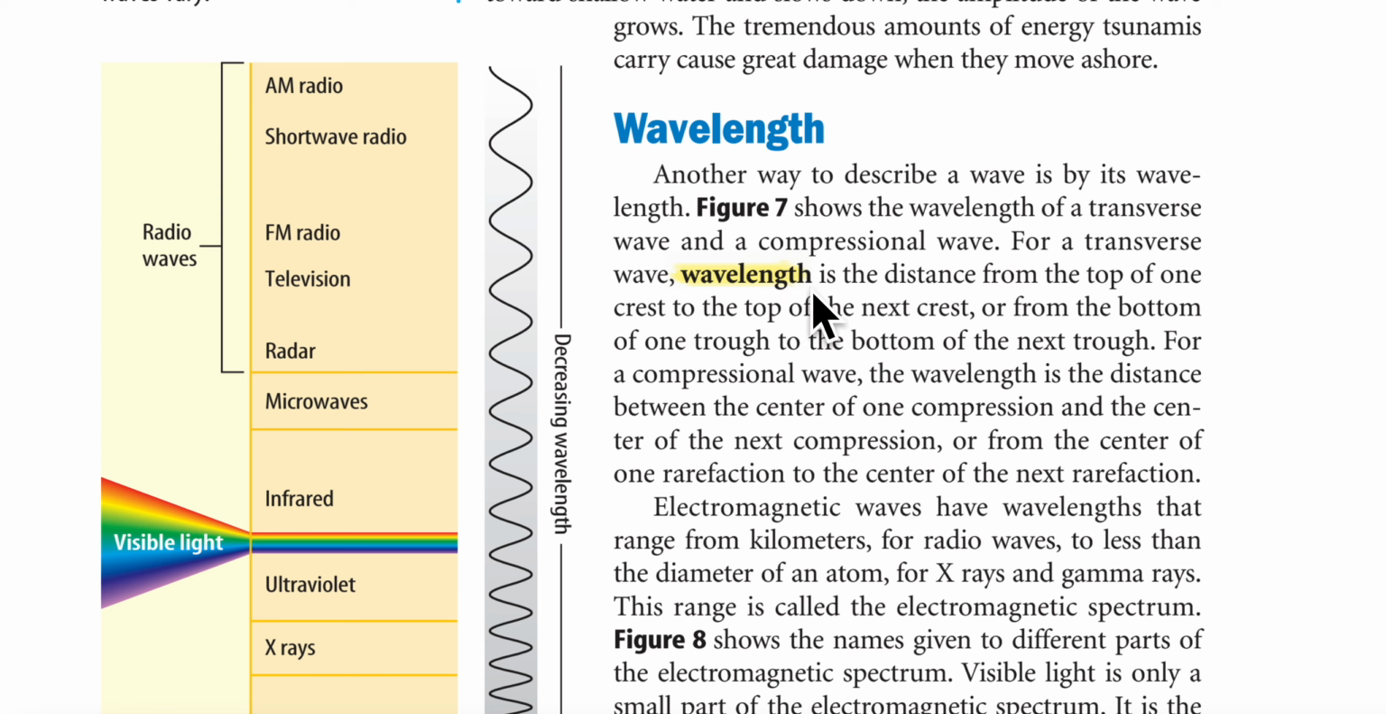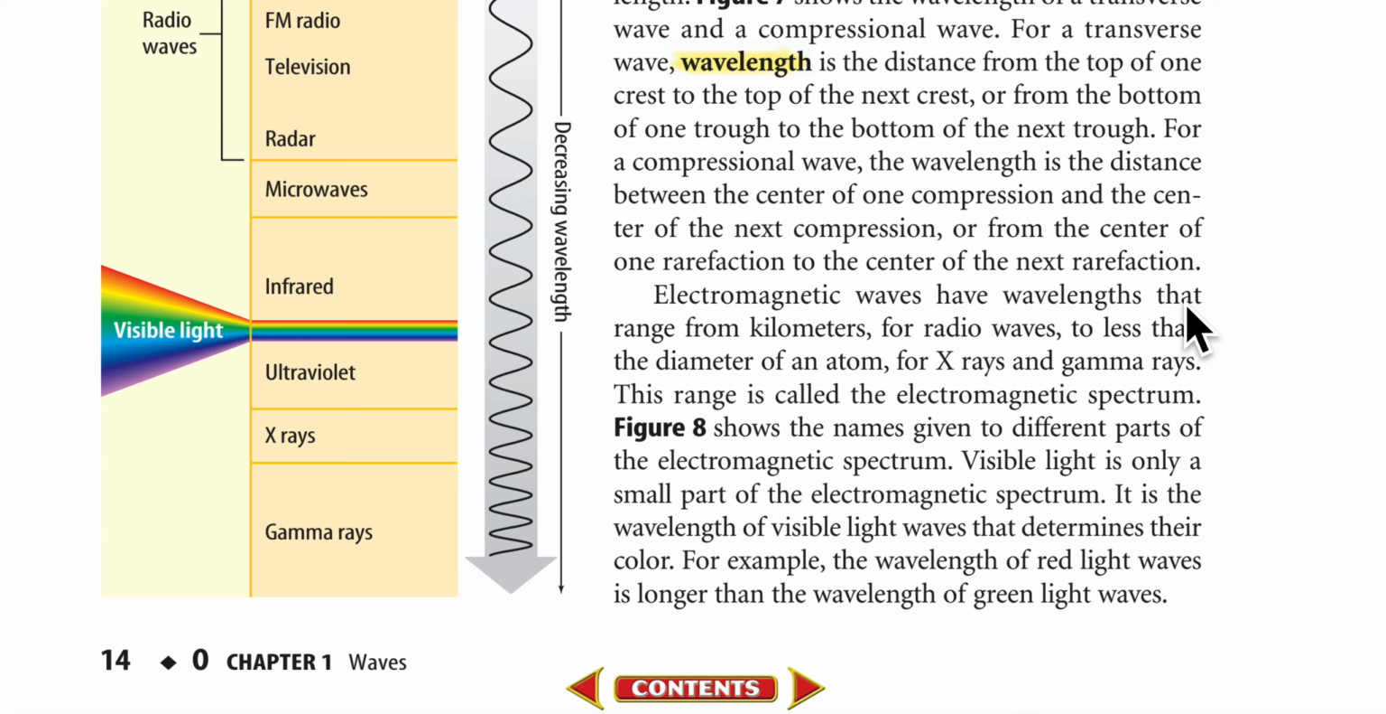For a transverse wave, the wavelength is just from the top of one crest to the top of the next crest, or from the bottom of one trough to the bottom of the next trough. For a compressional wave, the wavelength is the distance between the center of one compression and the center of the next compression, or from the center of one rarefaction to the center of the next rarefaction.